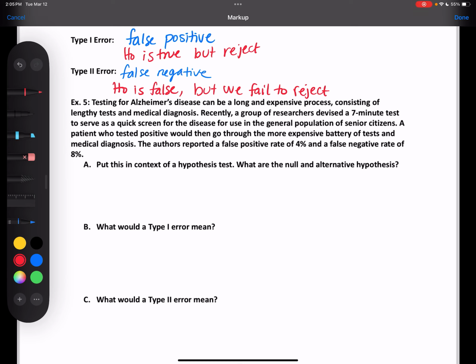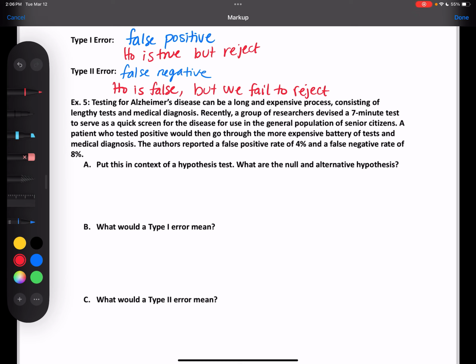All right. So, testing for Alzheimer's disease can be a long and expensive process consisting of lengthy tests and medical diagnoses. Recently, a group of researchers devised a 7-minute test to serve as a quick screen for the disease for use in the general population of senior citizens. A patient who tested positive would then go through the more expensive battery of tests and medical diagnosis. The authors reported a false positive rate of 4% and a false negative rate of 8%. Is that good?